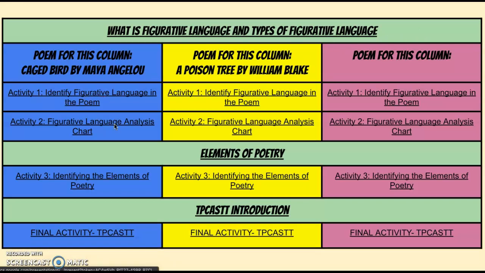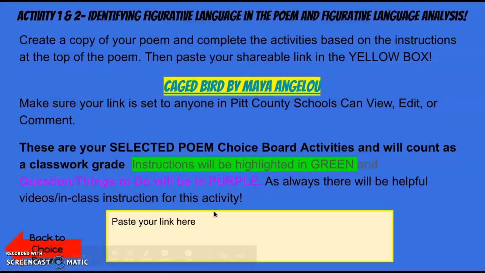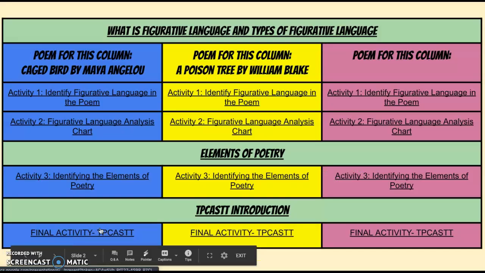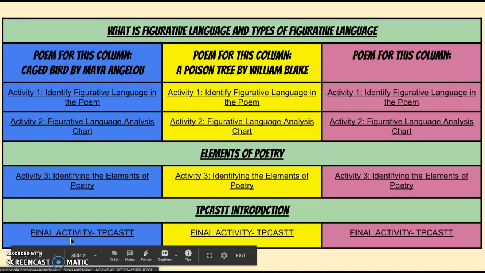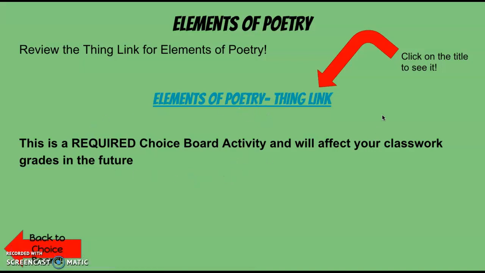So as we click through, everything's pretty much the same. As we click through, you can see the rules are pretty much the same. You make your own copy. You paste your link back here, back to the choice board when you're done. You'll see activity 1 and 2 are together. And then you have your elements of poetry. So this is a link for you to view. There's no turning it in.